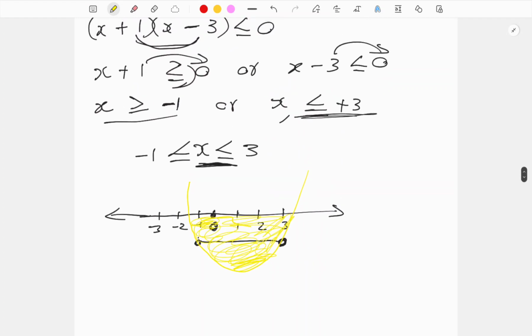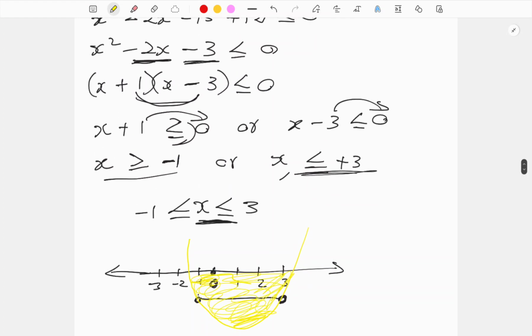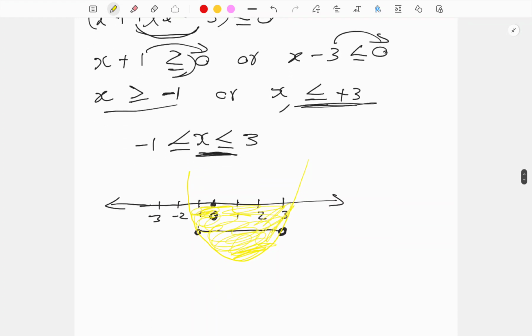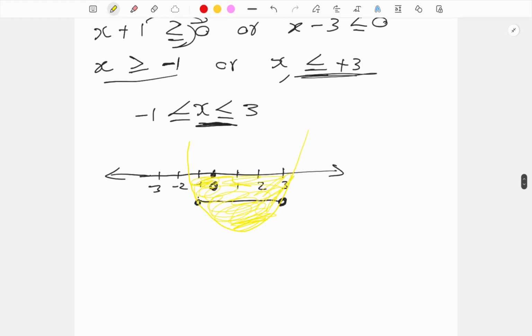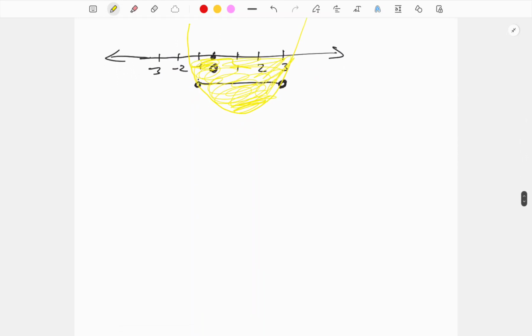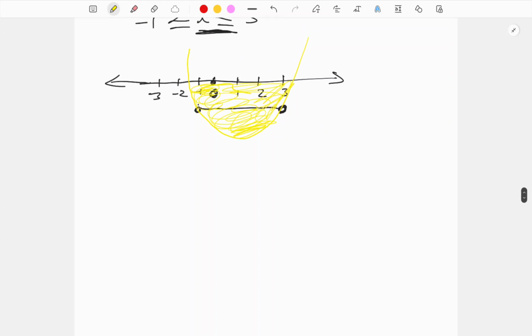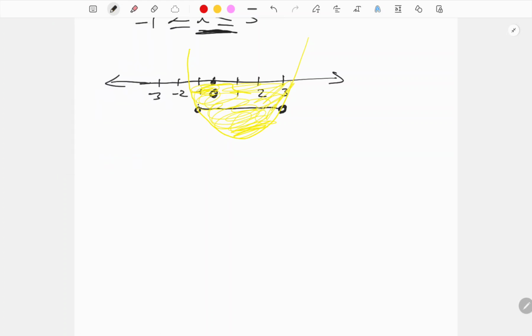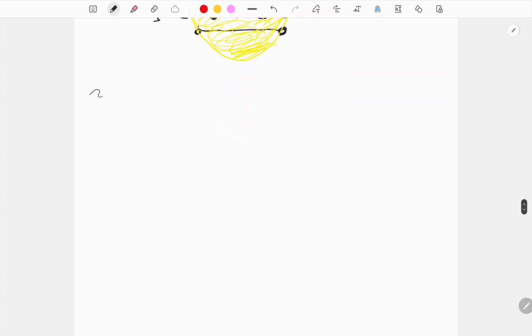So guys, I hope you will have more questions to practice, because I think I'm against time. Let me quickly jump to the next subtopic, number 2, simultaneous equations.